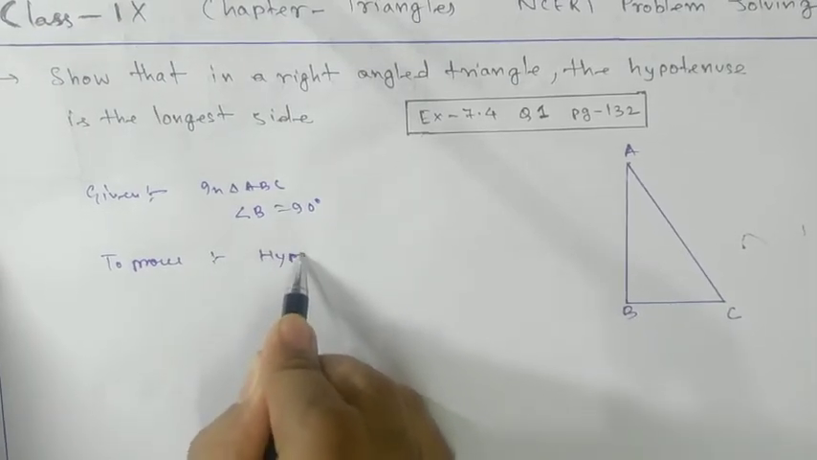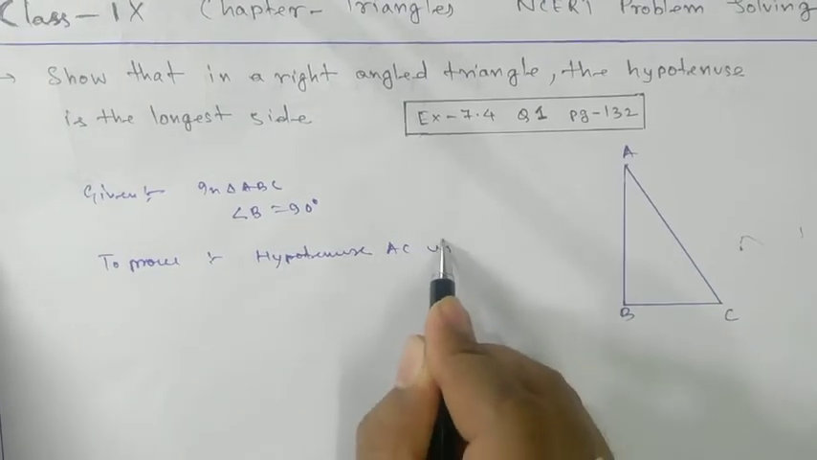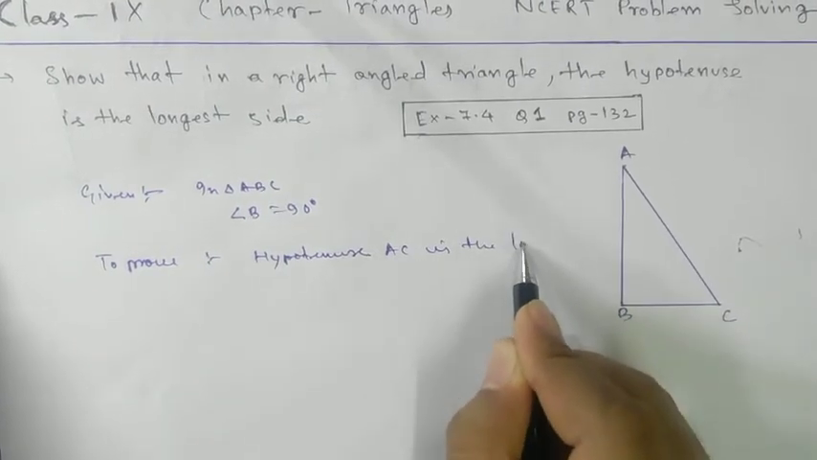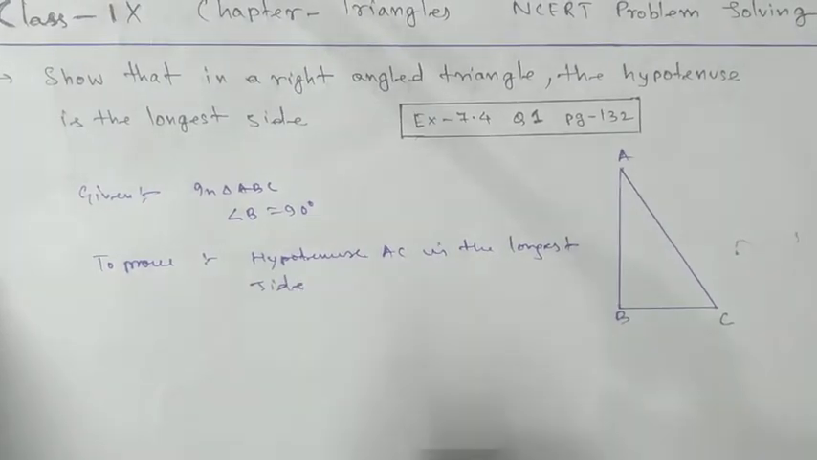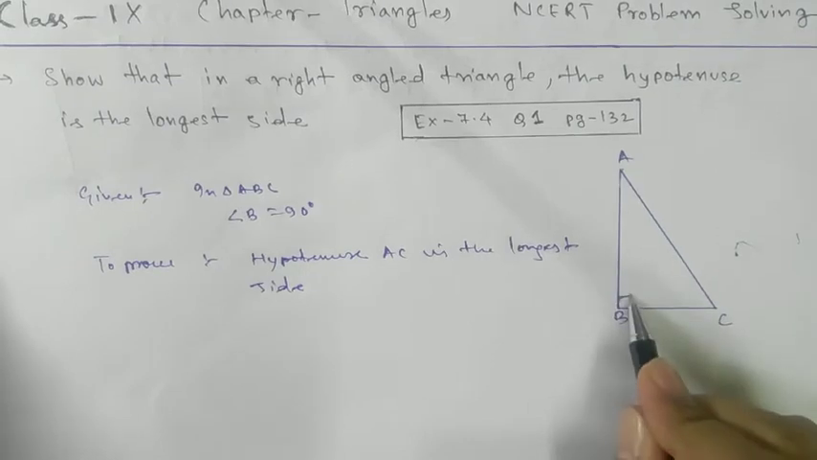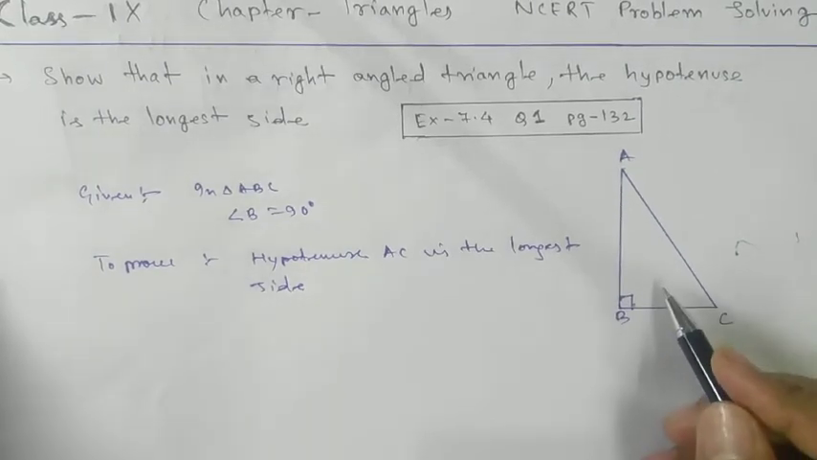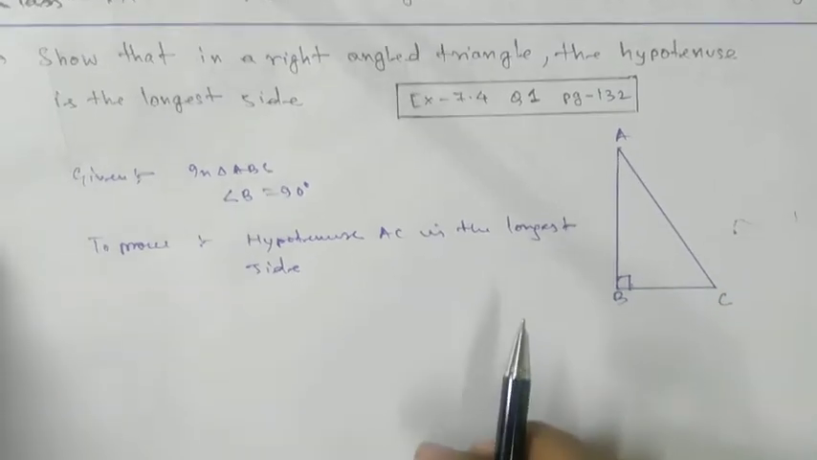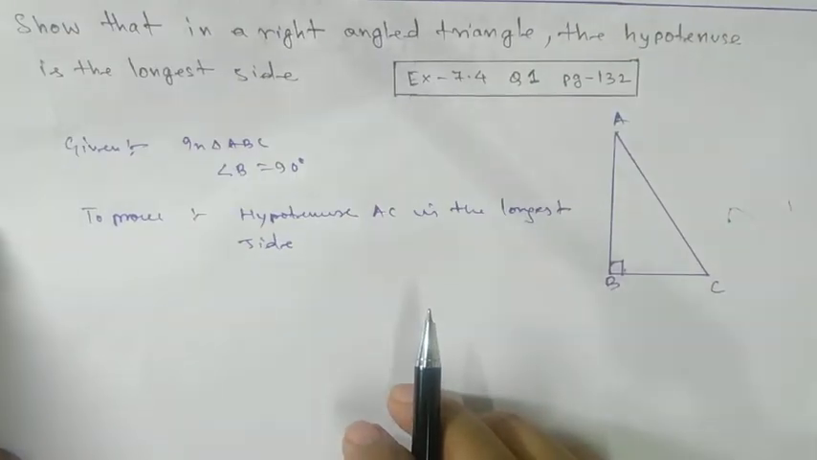hypotenuse AC is the longest side. The side opposite to the right angle is what? Hypotenuse. We call it the hypotenuse. So do we need any construction? No, we don't need any construction here.